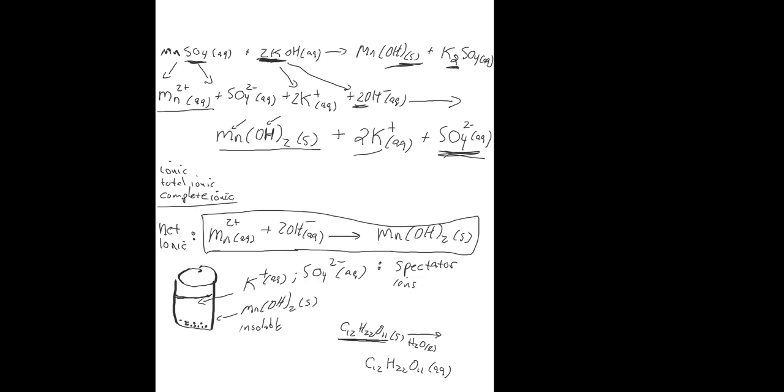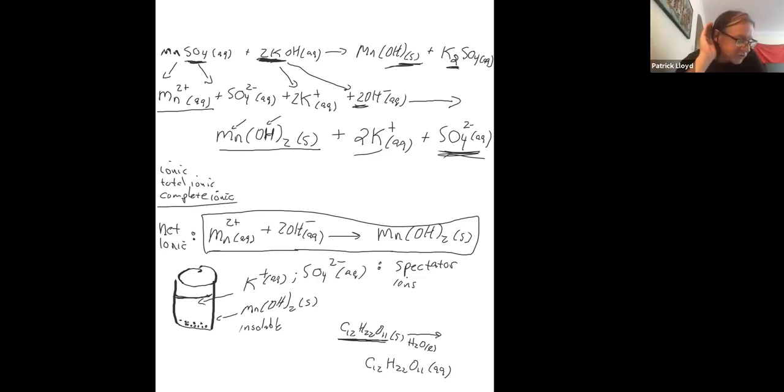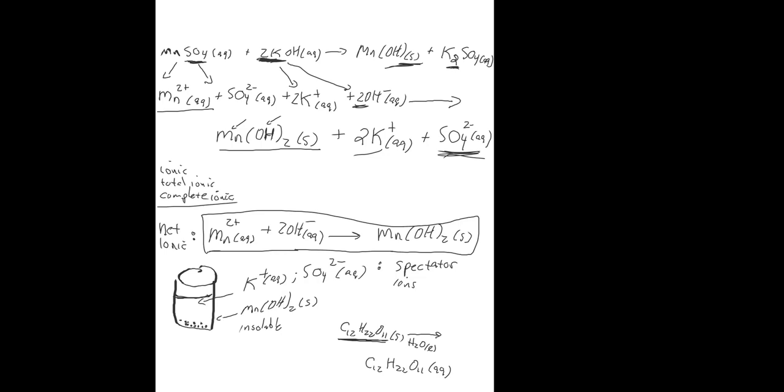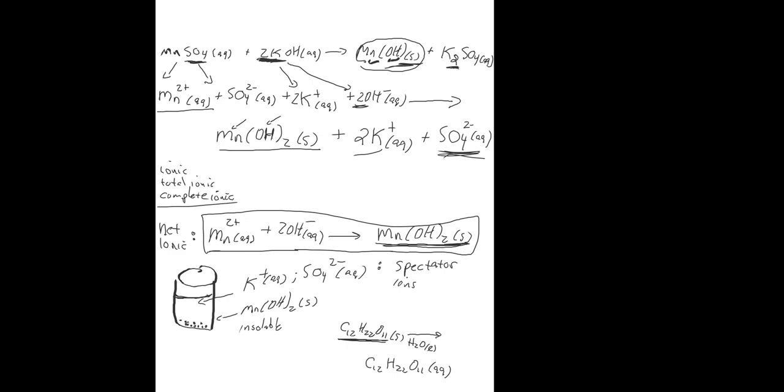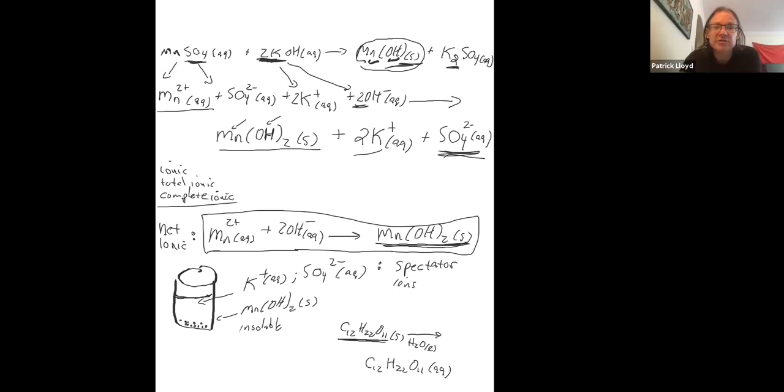I'm sorry, Professor, if you don't mind. The SO4, could you just explain why exactly did it disappear again? Why exactly is it not there in the last final equation? Oh, why it's not in there? Yeah. Because you're only writing the ones that form the solid. So Mn(OH)2 is your solid over here. So the net ionic equation is only going to include the things that make the solid. We're trying to analyze the formation of a solid. So if it isn't part of the solid, it's not important.